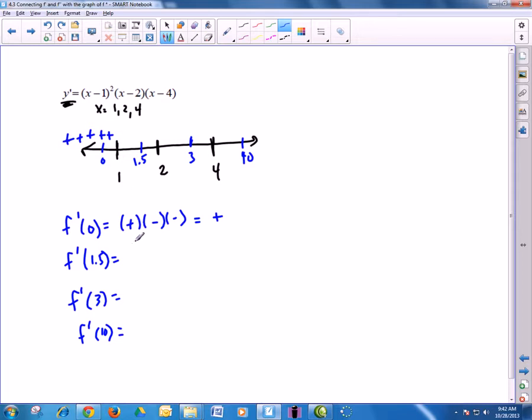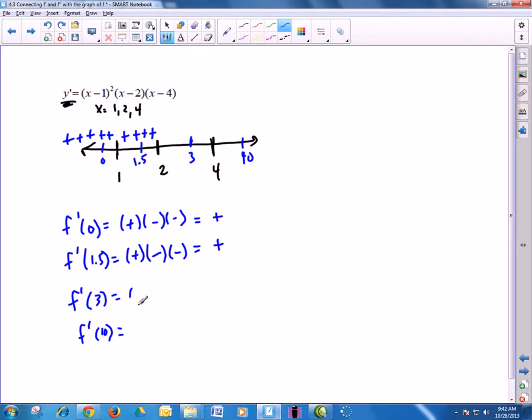When we plug 1.5 in there, again, this is always going to be positive, but then you're again going to have negative, negative, giving you another positive answer. So there's some kind of a horizontal tangent there, but it doesn't change slopes, so there's no extreme value at 1. So you have to be really careful with that.